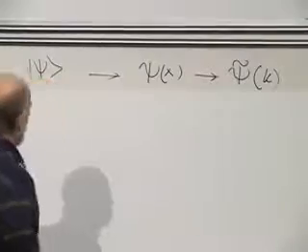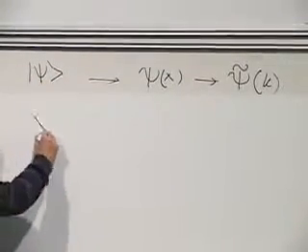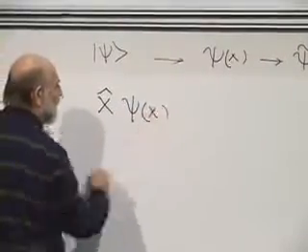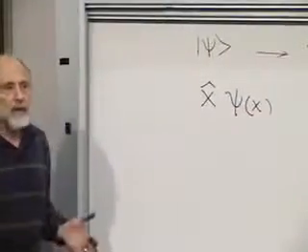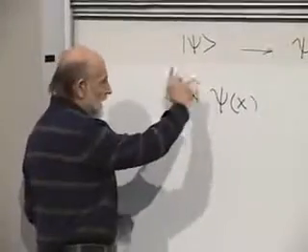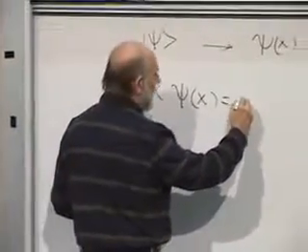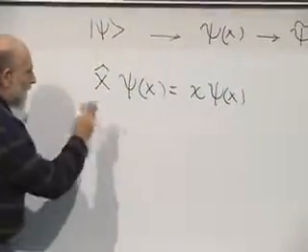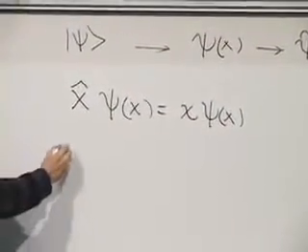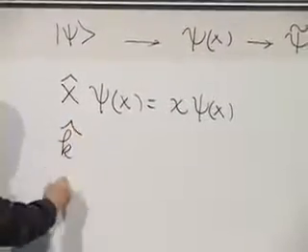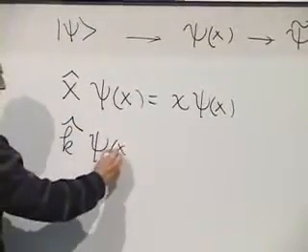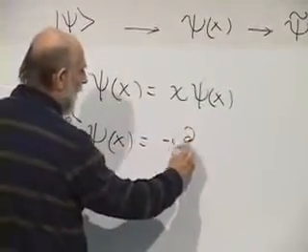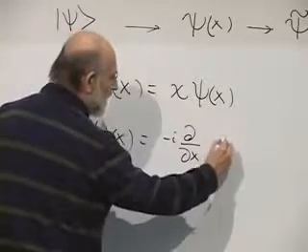Now, let me remind you. How does the position operator act on psi of x? What does it do? It multiplies by x. This is an operator now, it's not just the coordinate x. It multiplies psi of x by x. How about the momentum operator, k, thought of as an operator? What does it do to psi of x? Minus i d by dx of psi of x.